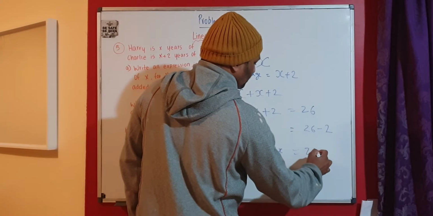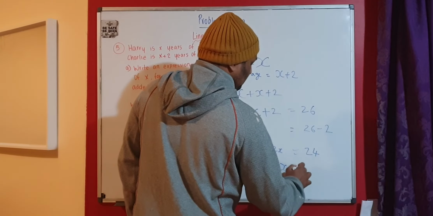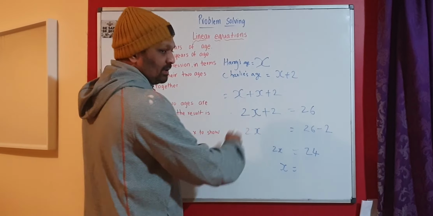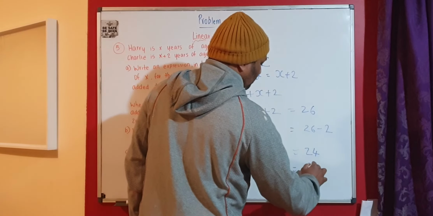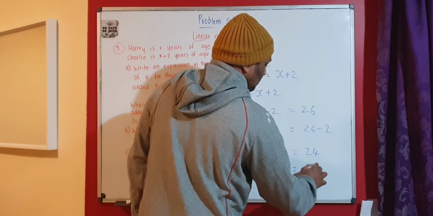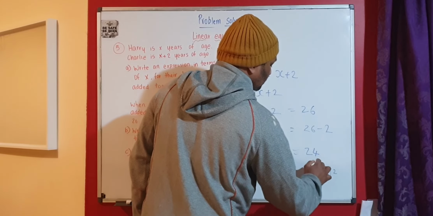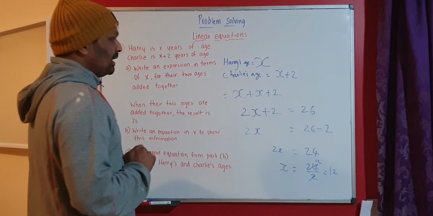That is 24. And the 2 is multiplying x. If it goes to the other side, it becomes a division. 24 by 2 is equal to 12. X is 12. What is x?